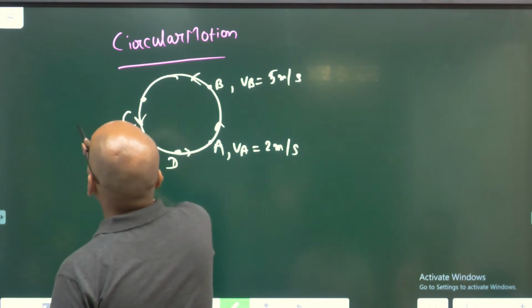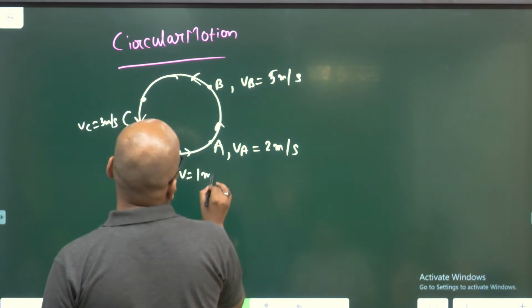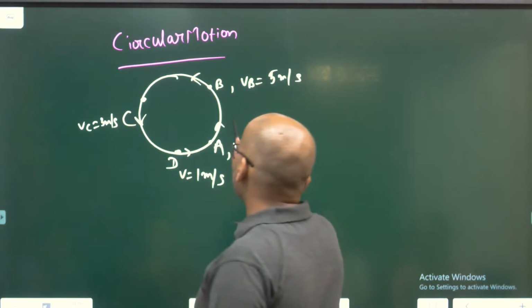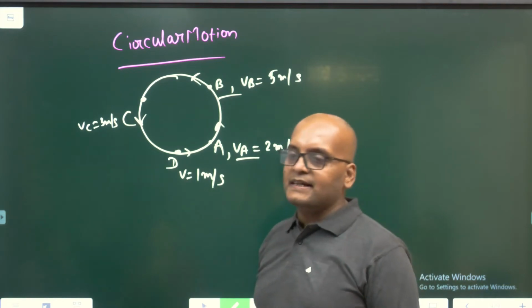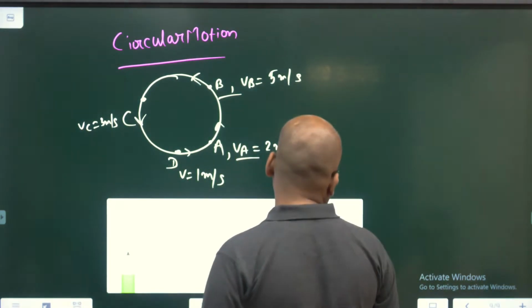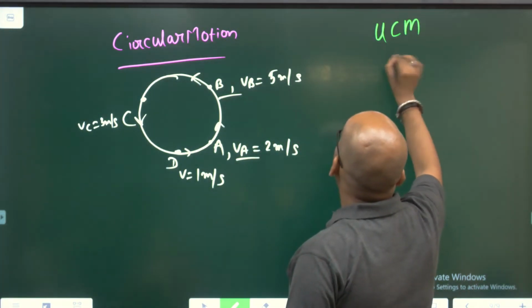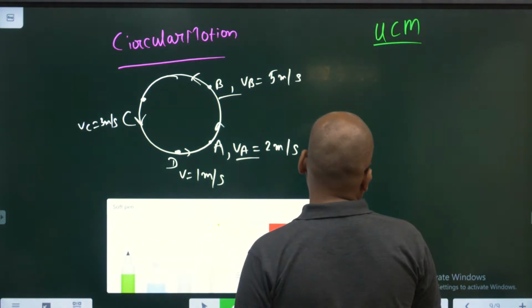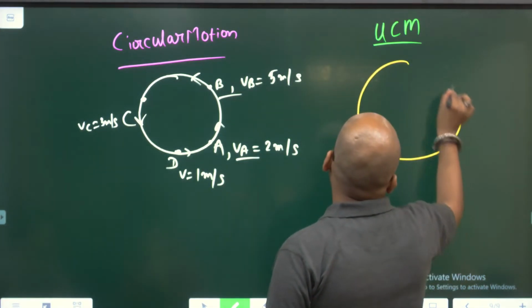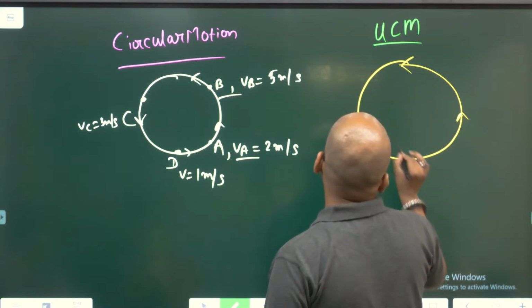At C it can be 3 meters per second. At D velocity can be 1 meter per second. So at every instant, every point, velocity is changing. It is not constant. In uniform circular motion, velocity will be constant at each and every instant.